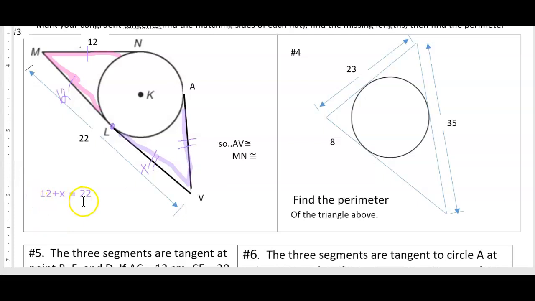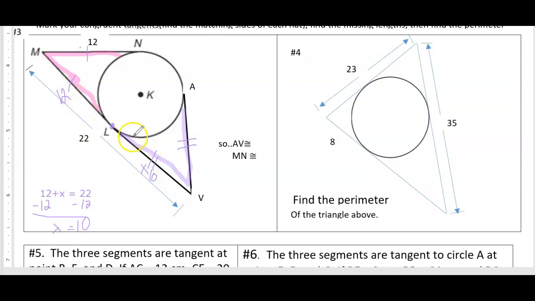So 12 plus what gives me 22? You can figure that out, or we can use our algebra. Subtract 12 on both sides. You will always subtract. So subtract 12 on both sides. X equals 10. 22 minus 12 is 10. So then this side right here is 10 centimeters.